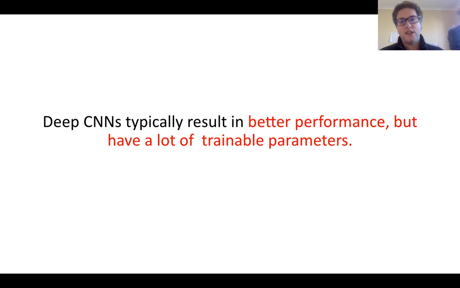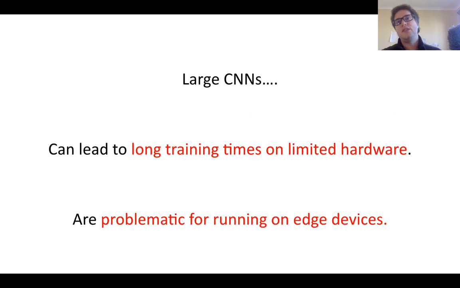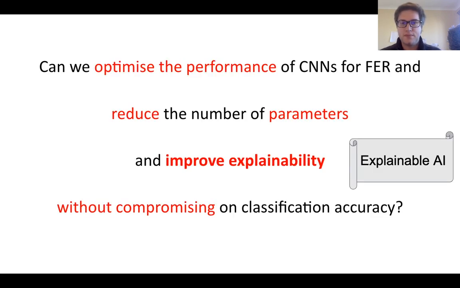So deep CNNs, or deep convolutional neural networks, typically result in better performance than more shallow CNNs, but deep CNNs also have a lot of trainable parameters. And these very large CNNs tend to have very long training times, especially on limited hardware. And in terms of inference, they are actually problematic for running on devices that have very limited hardware, for example edge devices.